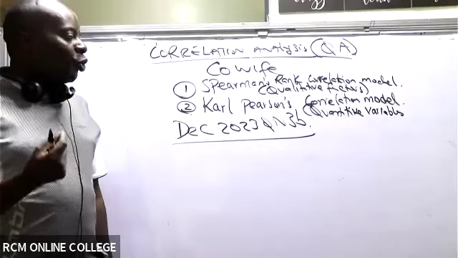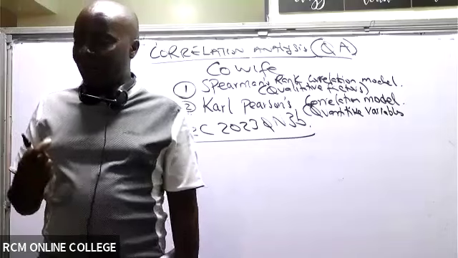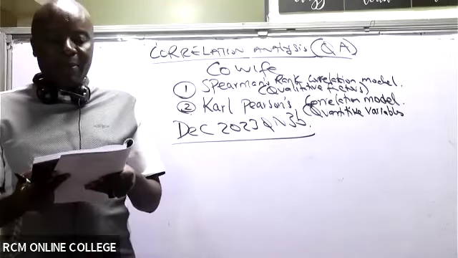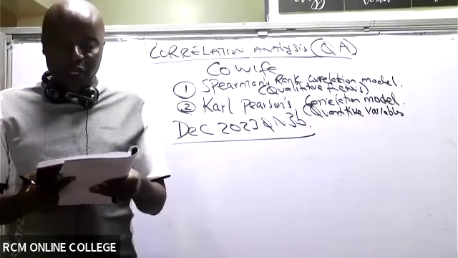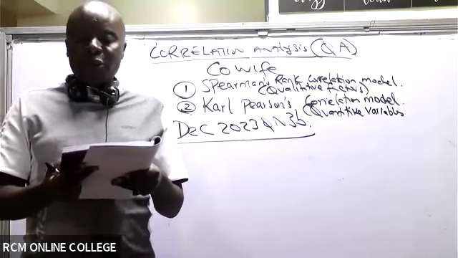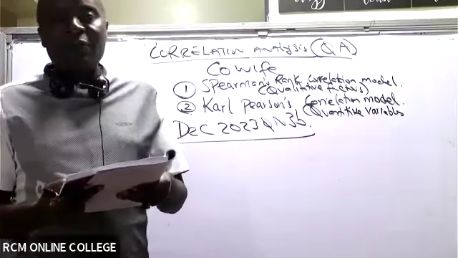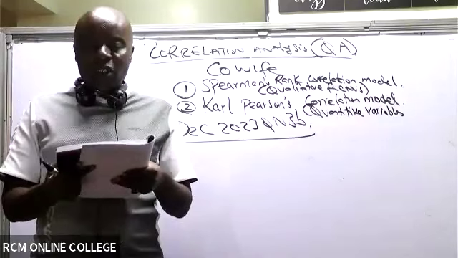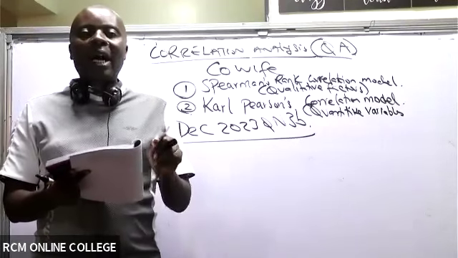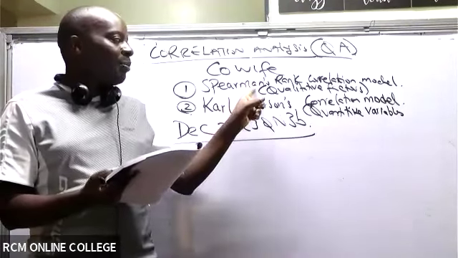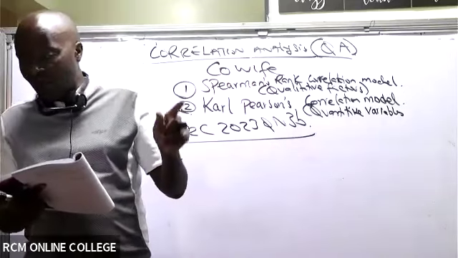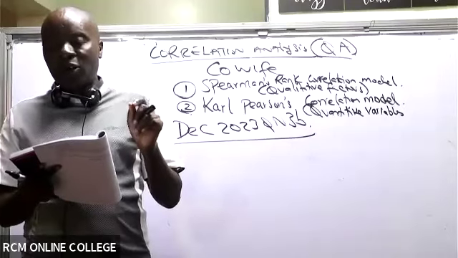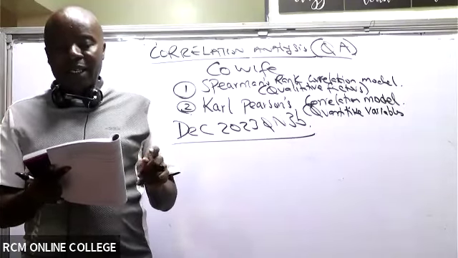So, December 2023, question number 3B. We are told an insurance company has two claim assessors who must each give approval to customers who wish to lodge a claim for compensation. The manager currently has 8 customers and has asked each assessor to independently rank the customer claims in order of merit. The moment I hear the word rank, I'm going to use the Spearman's rank model. The rankings are shown below.